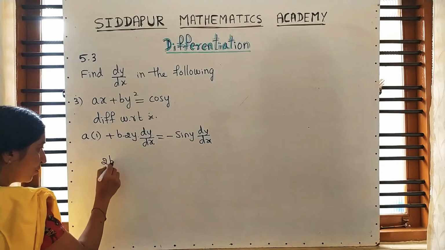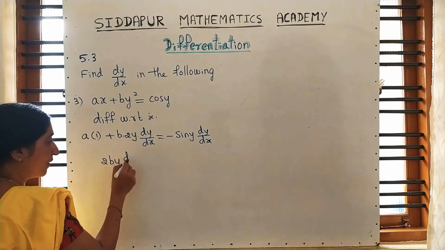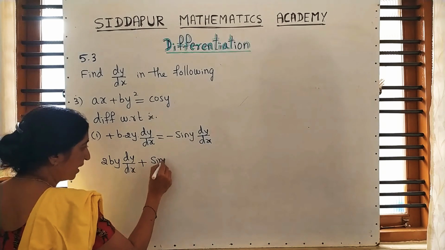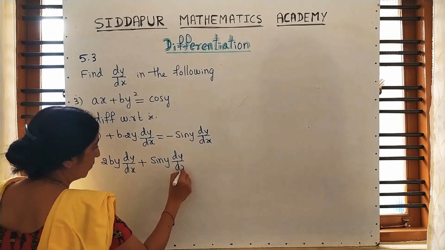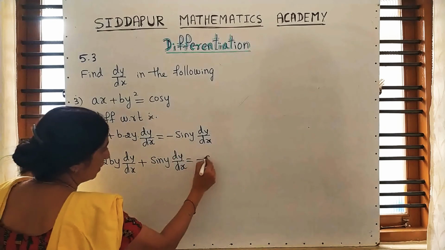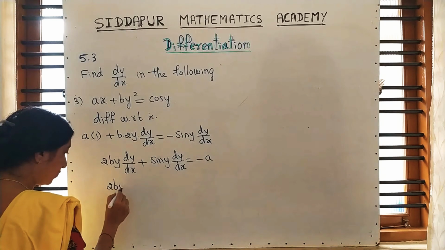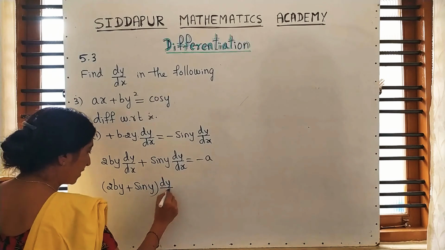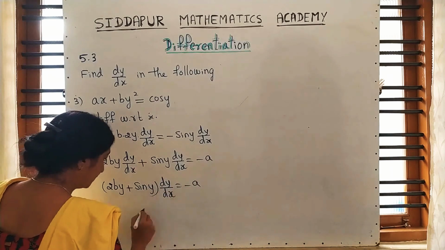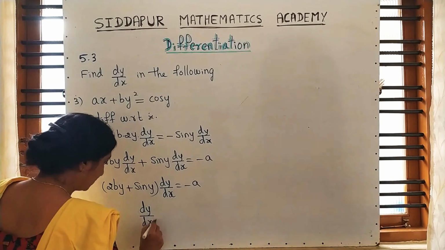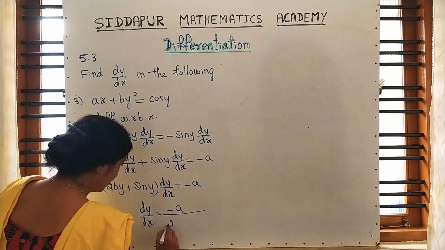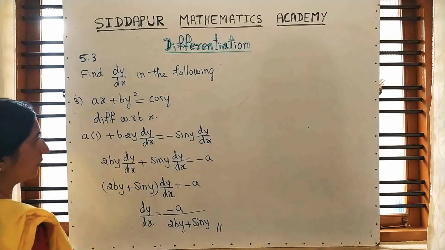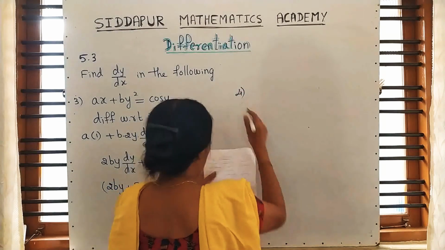So here I kept 2by minus sin y into dy upon dx as it is. Minus sin y, when you are taking on the left side, becomes plus sin y into dy upon dx, is equal to a, taking on that side, minus a. Here 2by, dy upon dx is common. This is the answer. Moving to the next question, fourth one.